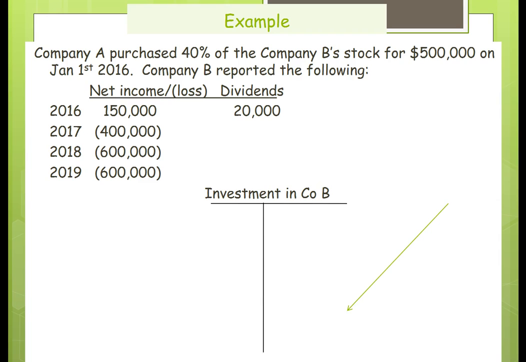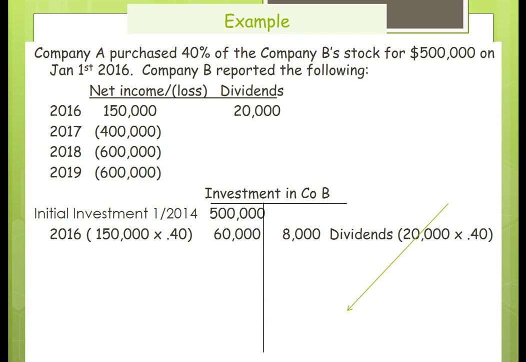Okay, in this example, Company A purchased 40% of Company B stock for $500,000 on June 1st. Company B reported the following. In 2016, Company B had $150,000 in net income and paid $20,000 in dividends, and then from that point on proceeded to have major losses. Well, we would record our initial investment, that should be 2016. Then we would record our share of 2016's income, which is 40% of the 150 and 8,000 of the 20,000 in dividends.